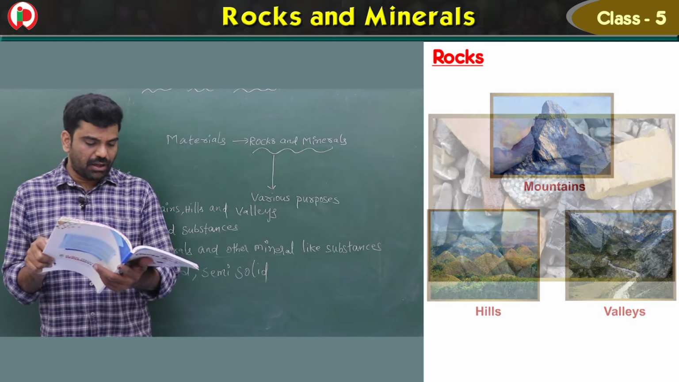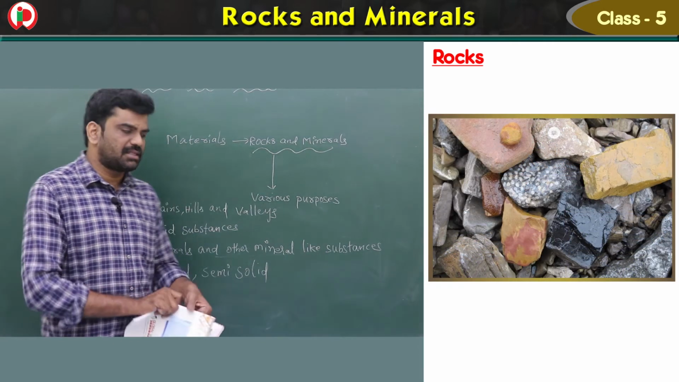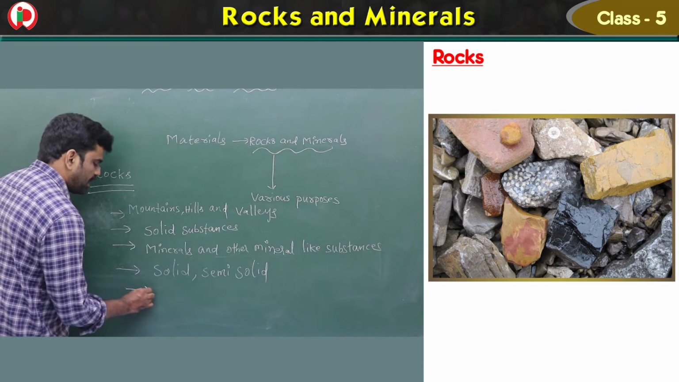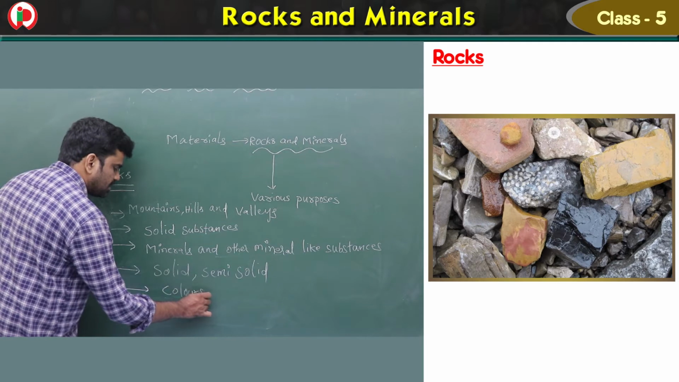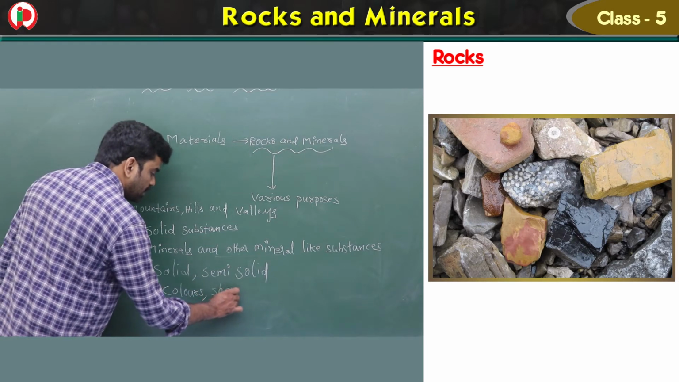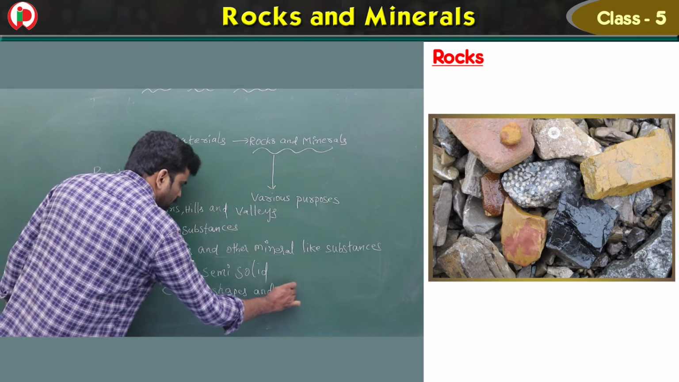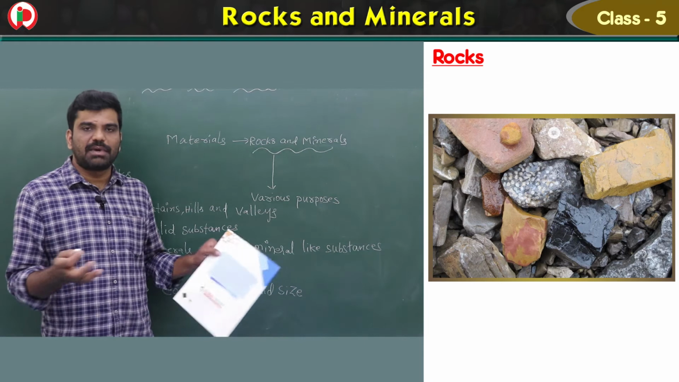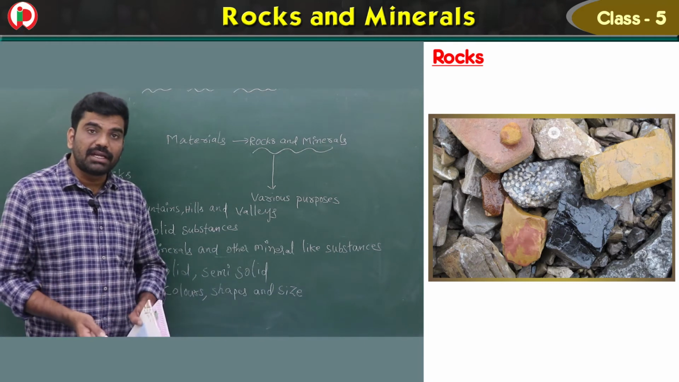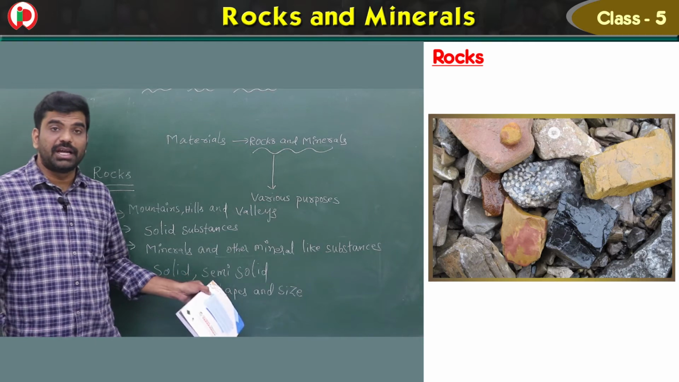Rocks come in a variety of colors, shapes and sizes. You can find different colors, shapes and even sizes. That's why I told you, some rocks are big in size, some are small, some are very small. And the colors are also different, and shapes also.